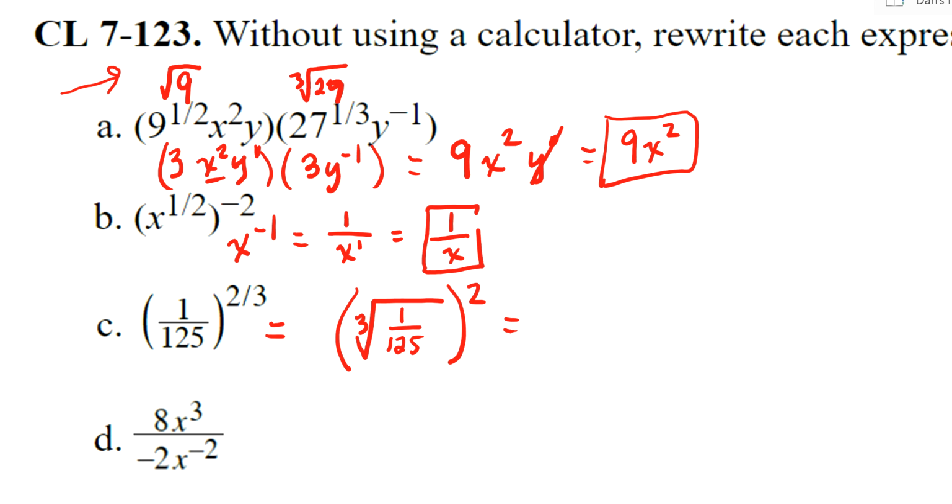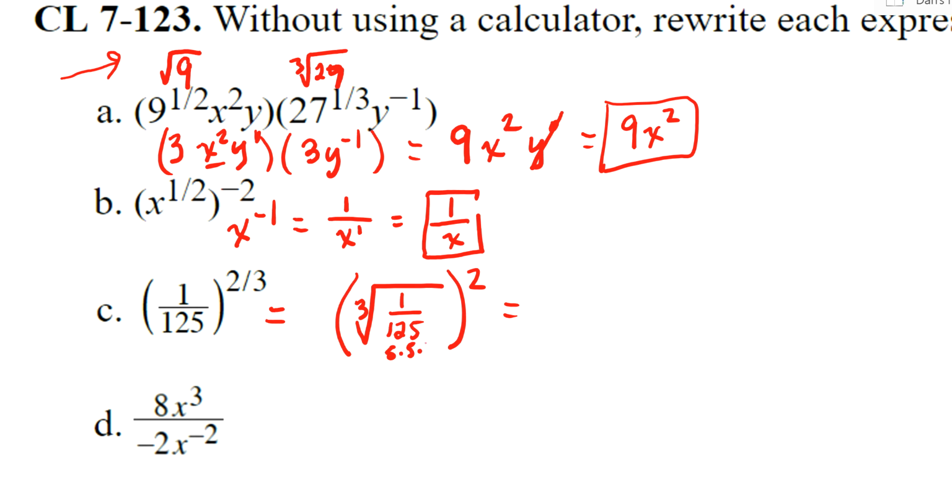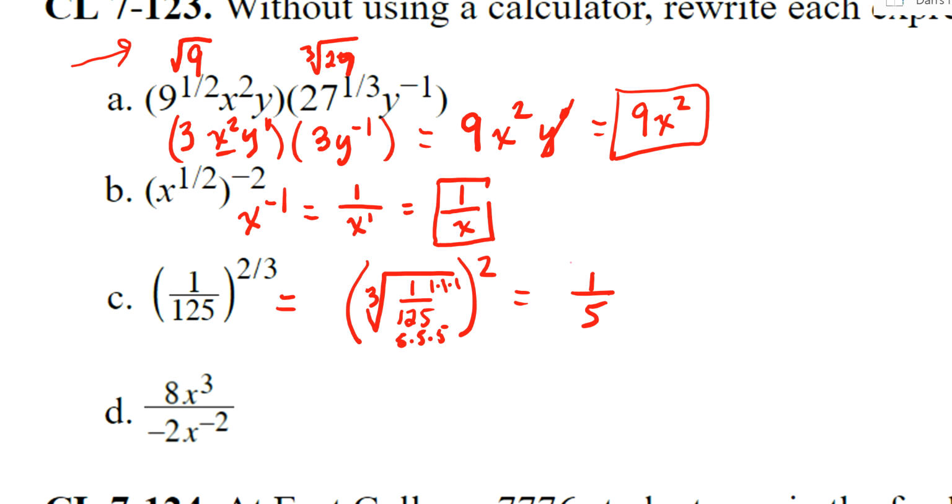Okay, does anybody know what number times itself three times gives you 125? Make a guess. I heard somebody say it already, I think. 11 times 11 times 11? 15 times 15 times 15? 5. It'd be 5 times 5 times 5. So since 125 is 5 times 5 times 5, then when I take that cube root, that would just be 1 over 5. Because 1 times 1 times 1 is also 1, right? And then that simplifies that part. Got to square it now. So I get 1 over 25.